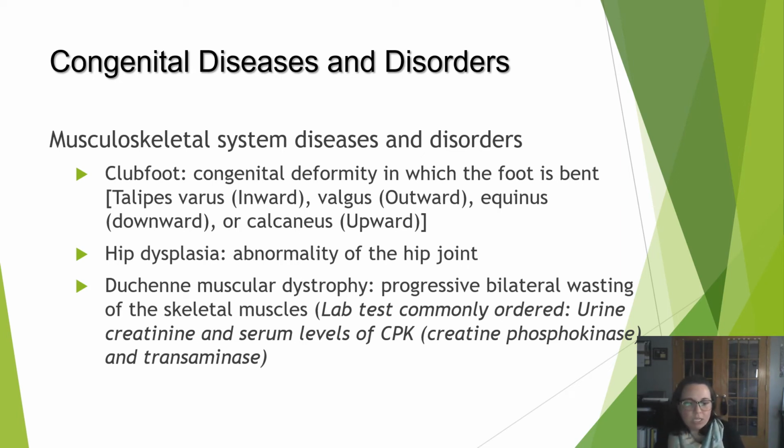Hip dysplasia is when there is an abnormality of the hip joint, and then you have Duchenne muscular dystrophy. This is the progressive bilateral wasting of the skeletal muscles. Lab tests can help in diagnosis. It would be like a urine creatinine and serum levels for CPK, which is creatine phosphokinase, and transaminase. These enzyme levels elevate during muscle wasting.